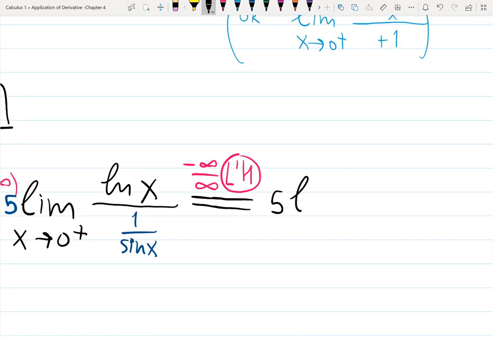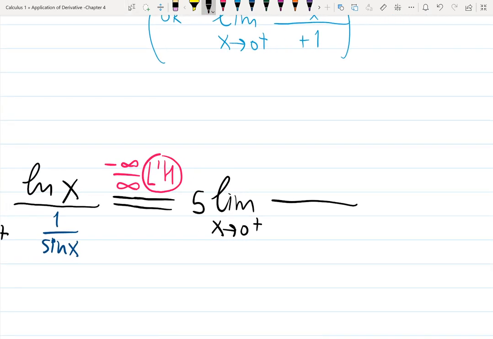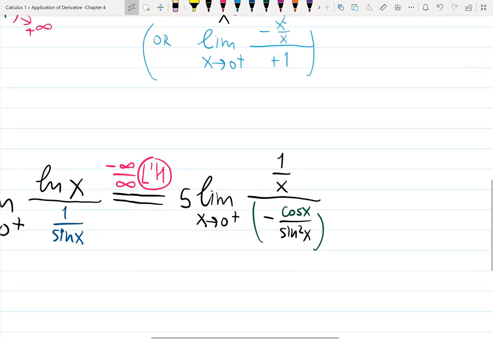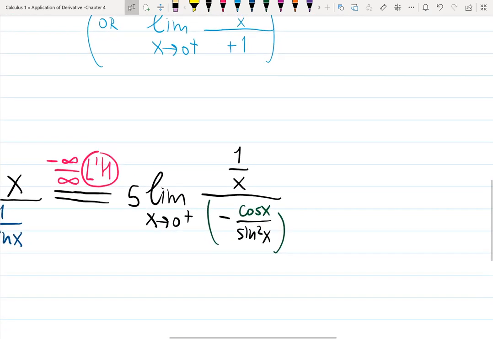5 outside, don't forget. Still a limit. X approaches 0 plus. The derivative of the top is 1 over x because it's log. The derivative of the bottom is negative 1 over sine squared x, right? That's how we did before with 1 over x. Then chain rule tells me times derivative of sine, which is cosine x. Do it slowly if you still struggle with taking those derivatives. But remember, soon we will be expecting from you to be very fast in taking derivatives of all kinds of functions. Okay, now we just need to calculate what this is.